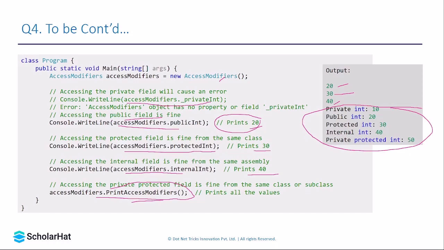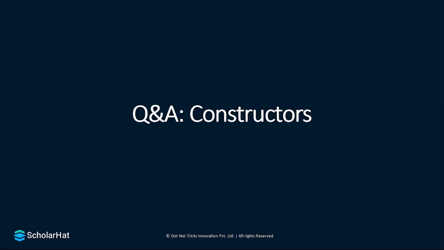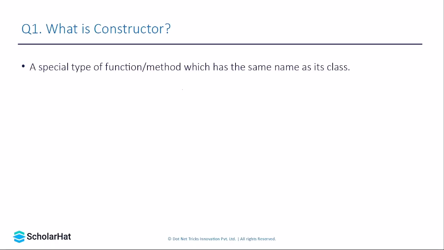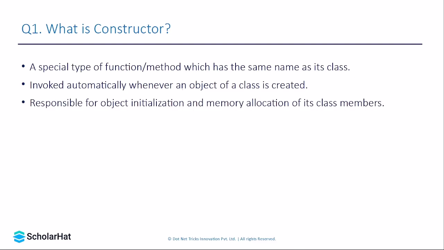Now let's move to another topic, constructors. So what is a constructor in C#? A constructor is a special type of function and method which has the same name as its class. This point I have already covered, that a constructor name has to be similar to the class name. There is no exception in that. Whenever you declare a constructor, its name should be the class name only. It is invoked automatically whenever you create an object of that class, and it is responsible for object initialization and memory allocation to its class members.